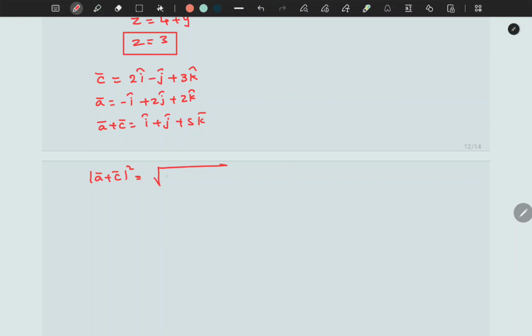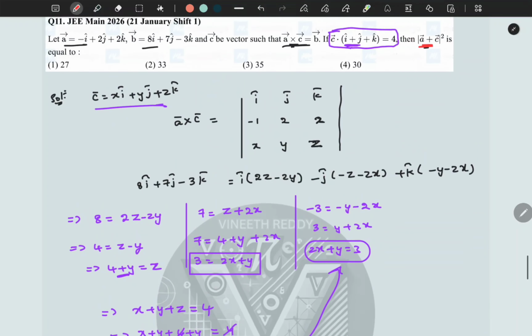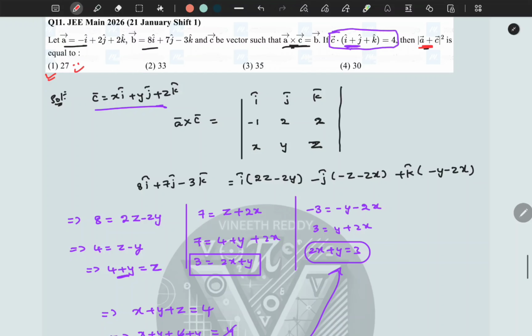So that should be square root of 1 square plus 1 square plus 5 square, whole square, right? So it should be 1 plus 1 plus 25. I think it should be 27. 25 plus 2 is 27. 27 should be the answer. That's it. Option 1 is correct. Now let us go to the next question, dear students.